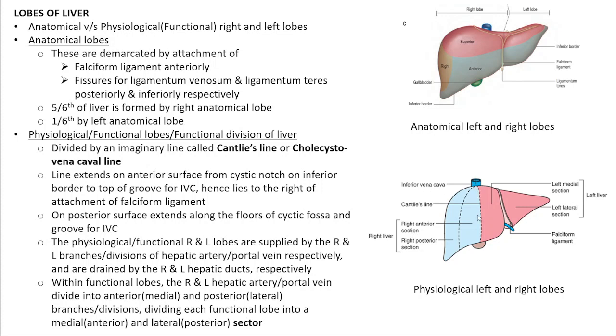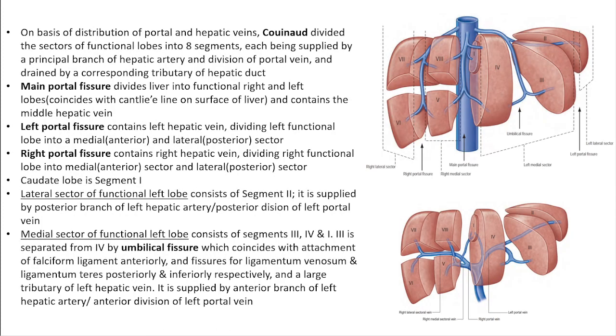This is dividing the liver into the functional left lobe and the functional right lobe. These are also called functional, physiological or surgical lobes of the liver. This classification, we will be studying further, divides each lobe into four segments each. This was given by Couinaud. Some people pronounce it as Quinaud, and some as Quino. So we call it Couinaud's classification.